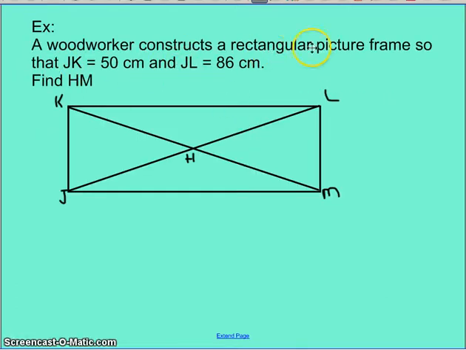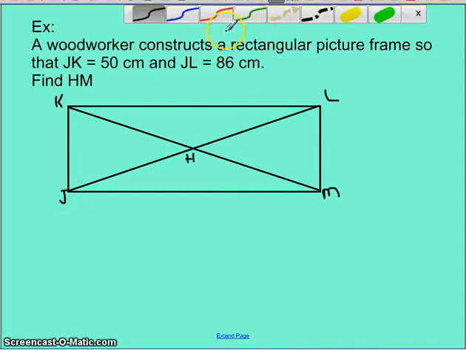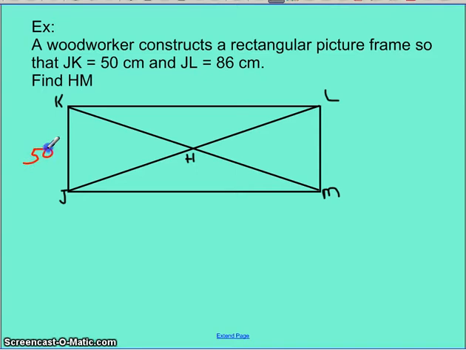Alright, a woodworker constructs a rectangular picture frame so that JK, let's label that as we go along here. JK right here would be 50. And then JL all the way across here would be an 86. And we're supposed to find HM, so this right here. Okay. Well, we know that the diagonals are going to be congruent, so that's going to make this 86 for KM.